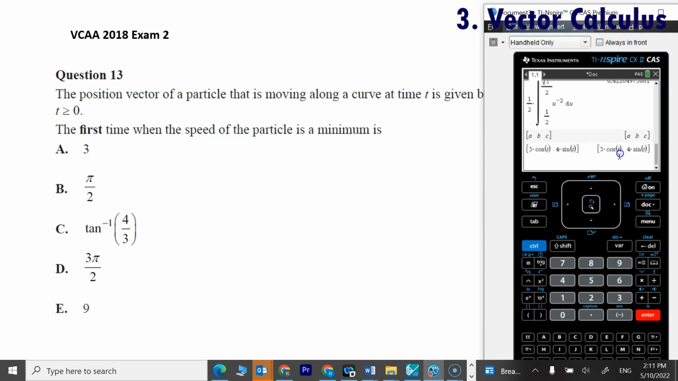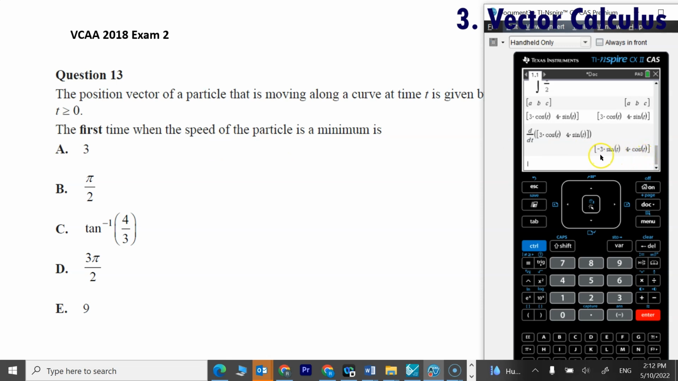And that's our function. We want to differentiate that. So menu, calculus, derivative, or shift minus. And we want to take a derivative with respect to t. And there we go. Again, you could have done that by hand, but now the speed is going to be the magnitude of this function.